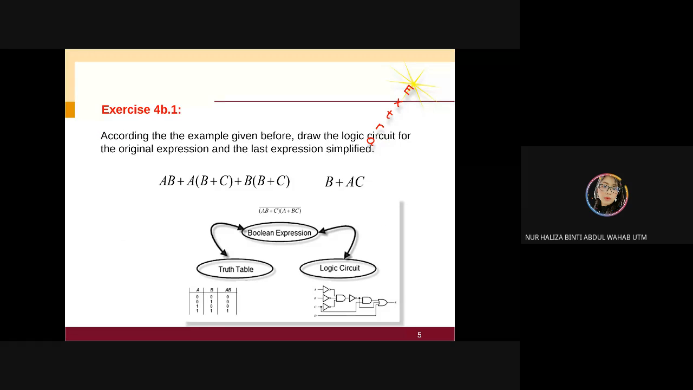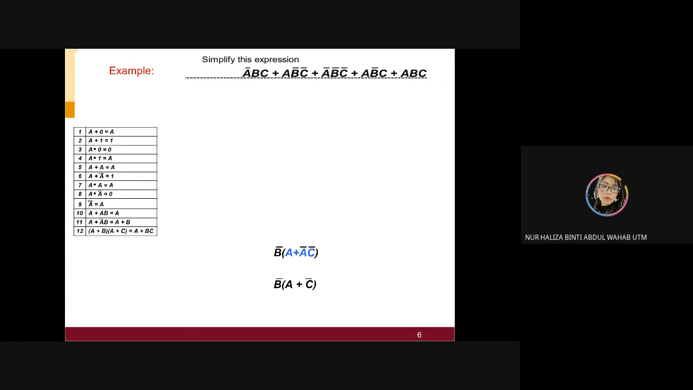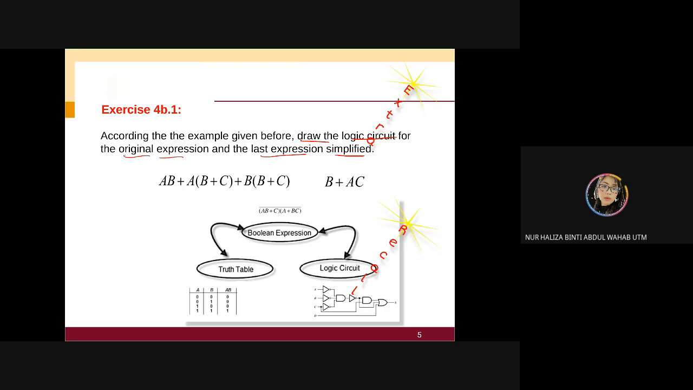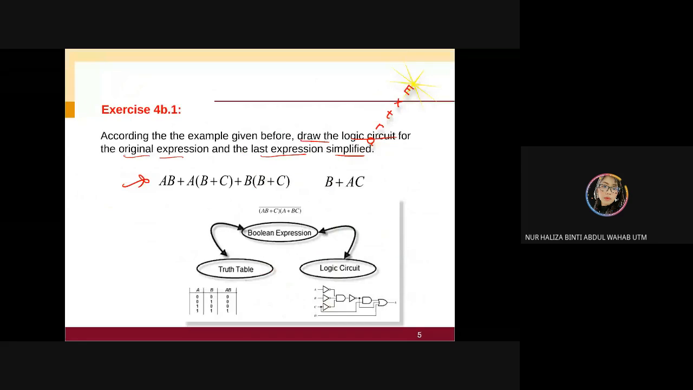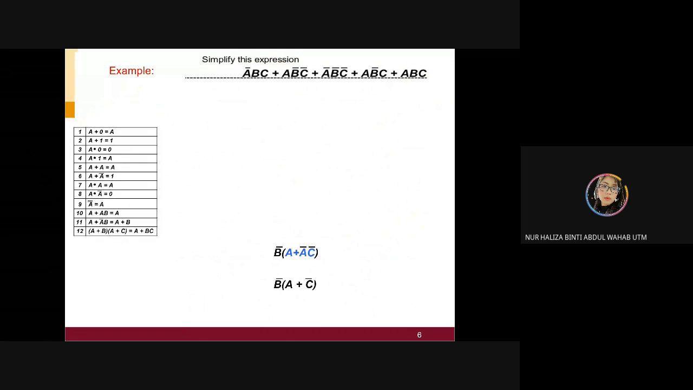Okay, here you got an exercise. According to the example given before this, draw the logic circuit for the original expression and the last expression of simplification. Okay, this one is just a recap. You can try to play around with this equation. What you're going to get, basically it is similar to this one. And then you need to simplify this expression.